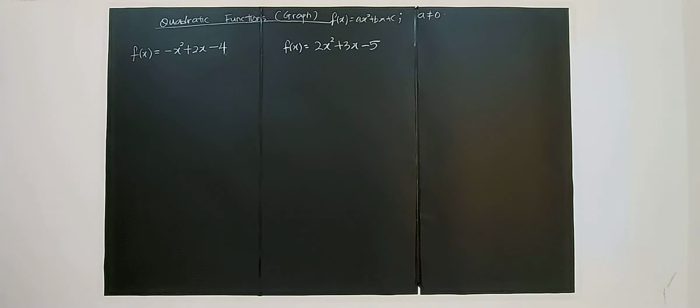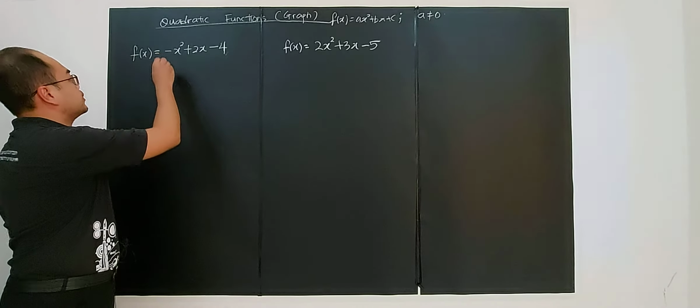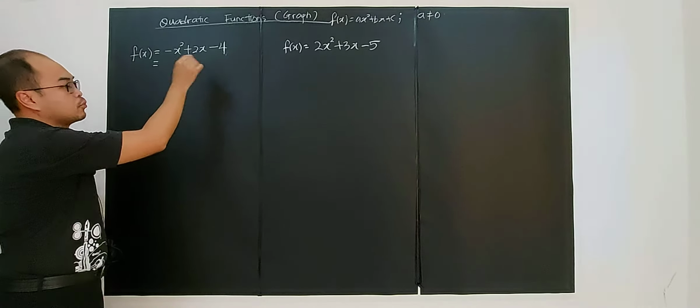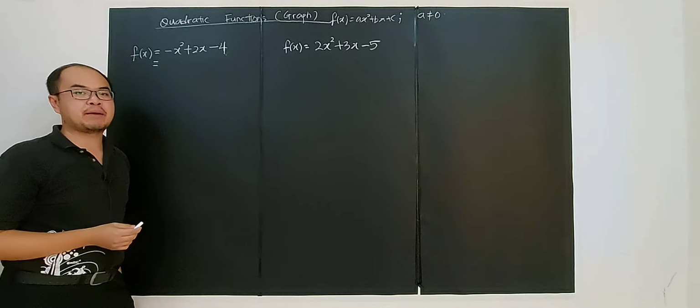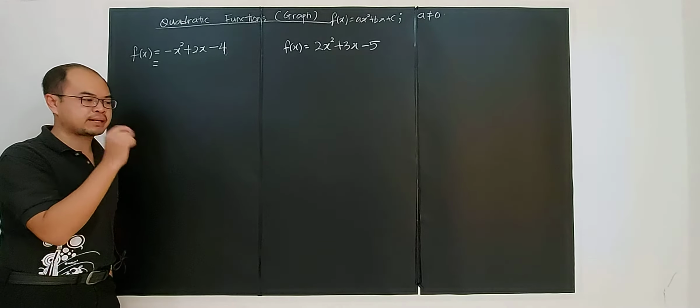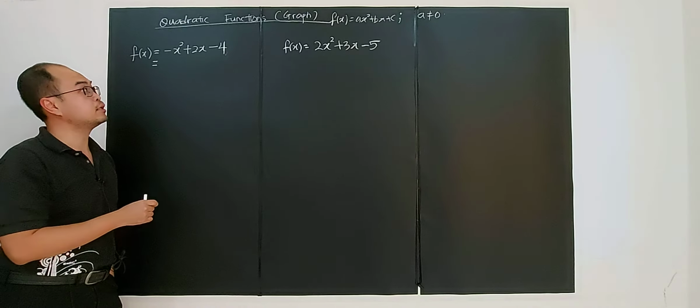So for this type of quadratic function, it's better for you to do completing the square, right? At first you have to do completing the square because you want to identify the maximum and minimum point. That is the purpose of completing the square, where you use the maximum and minimum point as a reference for sketching the graph.